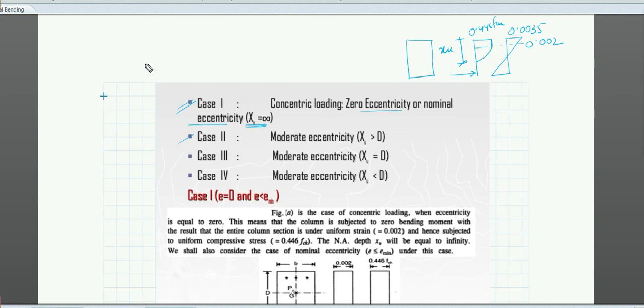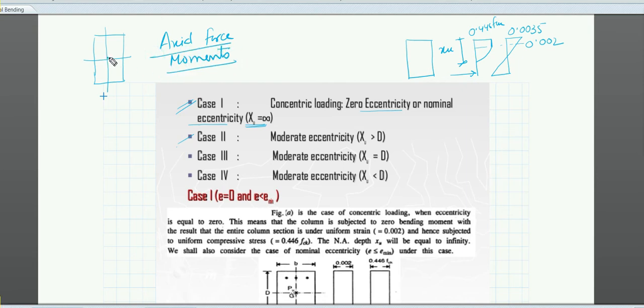Now see, columns are supposed to be compression-taking members, right? That means there should only be compression. But we have just seen that it is not exactly happening in practical life. In real life, along with the axial force, we will also have moments. We will have axial force and moments.